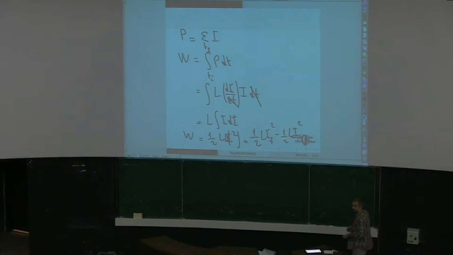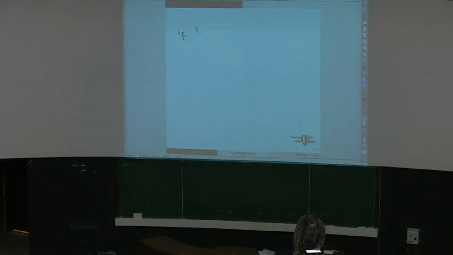So for the special case when the initial current is 0, the work that you have to do, with the final current, let's say it's just I, is 1 over 2 L I squared. Now just compare this with the case in the capacitors.